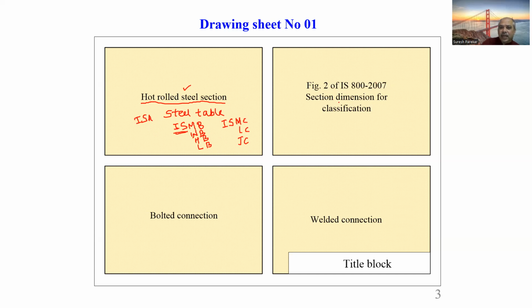Second, we have section dimensions for classification. We are going to use table 2 in this, which is on page 18, and figure 2, which is on page 19. We are going to see that also over here. Then bolted connections, the different types of bolted connection, we are going to see over here. And then we also have welded. The different types of welded connection will be seen over here.